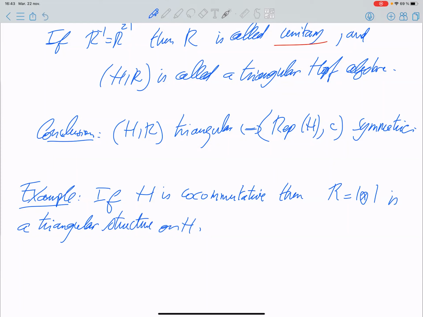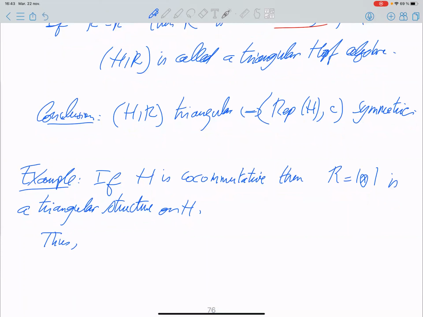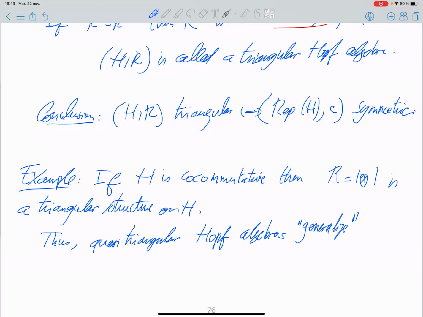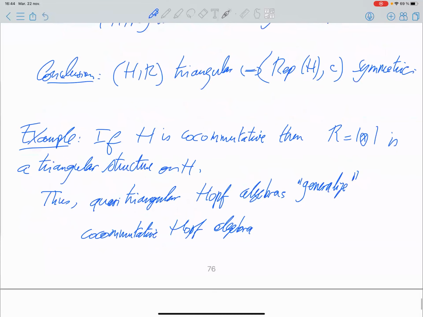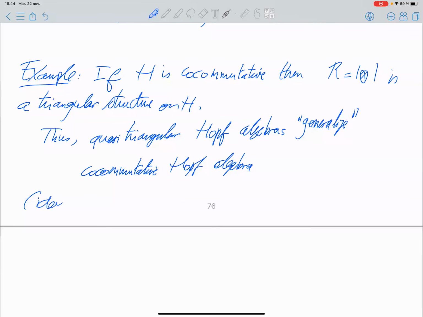So remark: quasi-triangular Hopf algebras generalize co-commutative Hopf algebras. And you can make the same thing for the notion of co-quasi-triangular and co-triangular and commutative Hopf algebras.